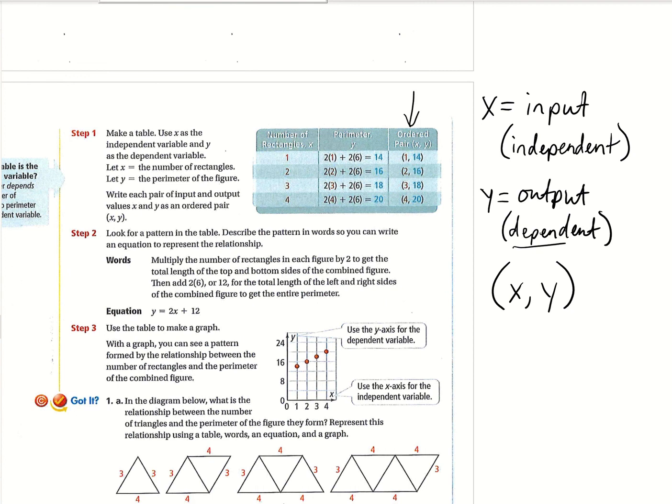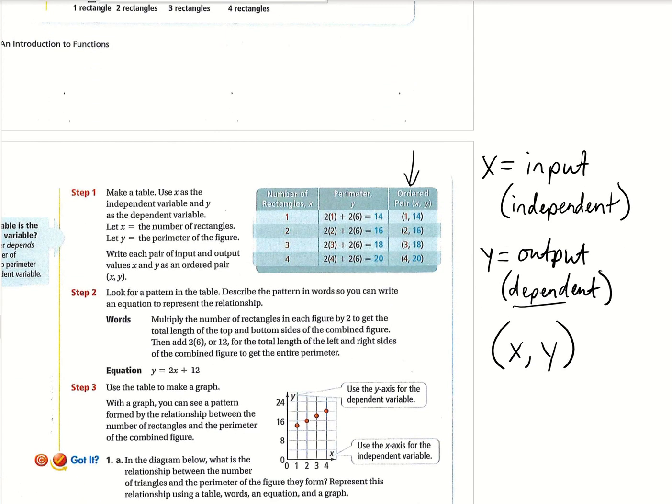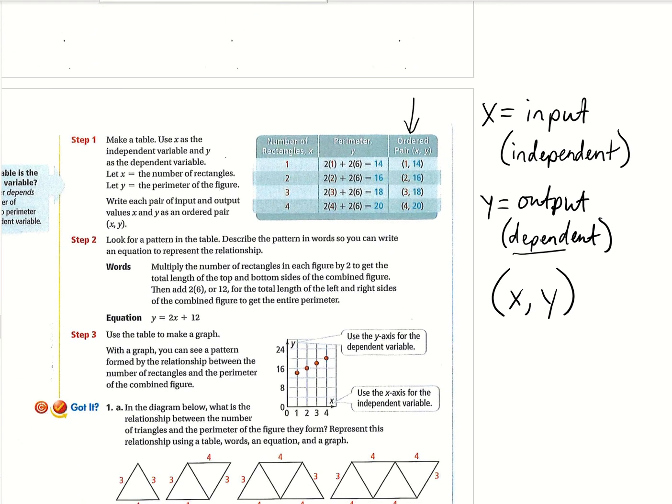So you can see with the perimeter, with Y, we've got 2 times however many rectangles are there for each one. And then we've also got 2 times the length, or the height I guess, of these rectangles up here, which is 6. And then that's their output each time.